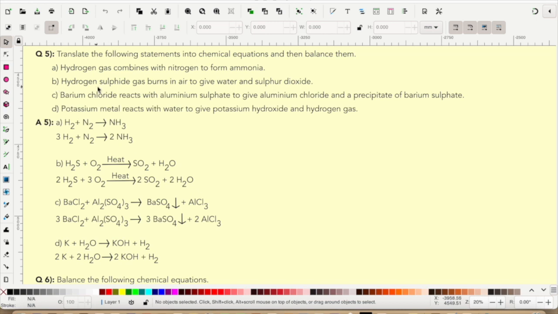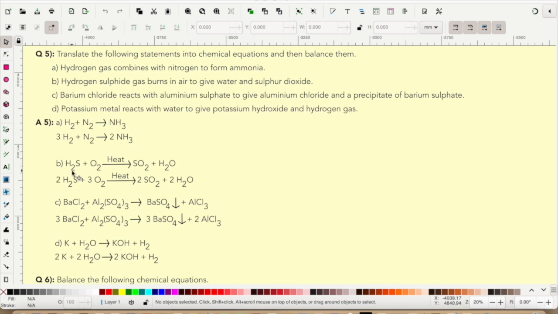Second part, hydrogen sulfide gas burns in air to give water and sulfur dioxide. We will write H2S for hydrogen sulfide, O2 for oxygen, SO2 for sulfur dioxide gas, H2O for water. So the skeletal chemical equation will be H2S plus O2 makes SO2 plus H2O. Now we will balance it.